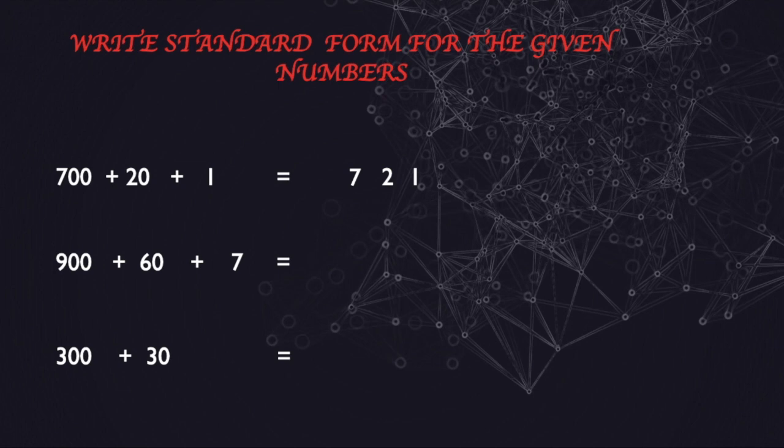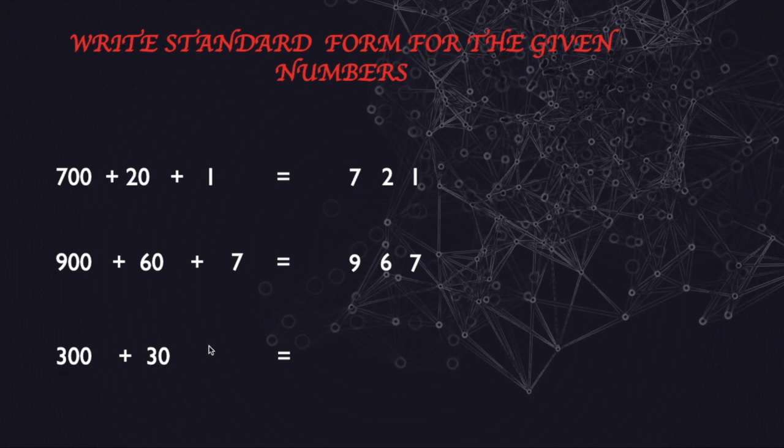721. Second one we have 900 plus 60 plus 7. So in 900 we take 9, then 6, then 7. It can be read as 967. Here we have 300 plus 30.